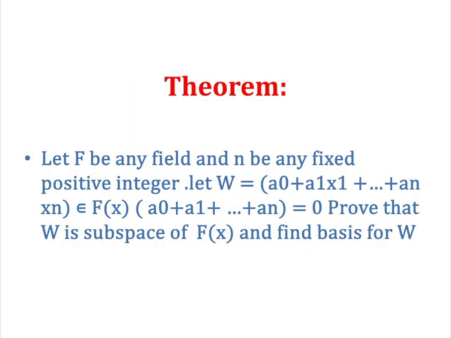Theorem: let F be any field and n be any fixed integer. Let W equal to the set of a0 plus a1 x plus a2 x squared and so on, plus an x to the n, belonging to F of x, such that a0 plus a1 plus etc. plus an equal to 0. Prove that W is a subspace of F of x and find a basis for W.